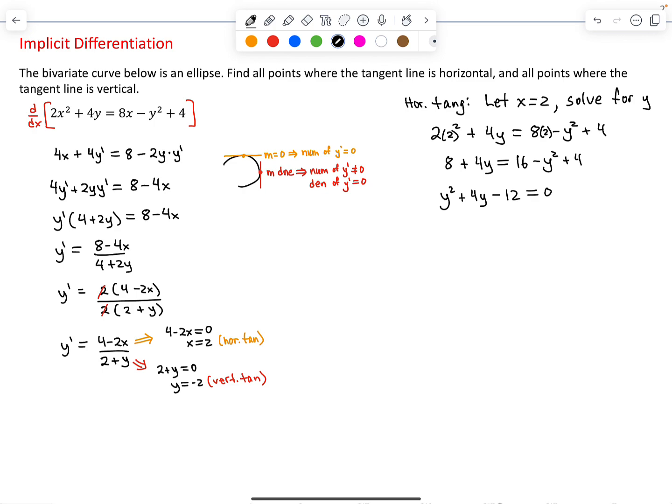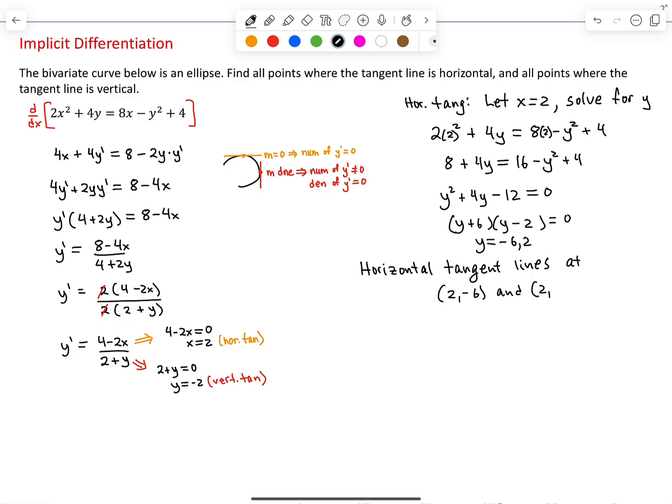The question is, does this factor? In this case, it does. y plus 6 and y minus 2. Confirm: y times y is y squared, minus 2y plus 6y, that's plus 4y, and then minus 12. So that tells us y needs to be negative 6 or 2. So in conclusion, we have horizontal tangent lines at x equals 2 and y equals negative 6, and x equals 2 and y equals 2.